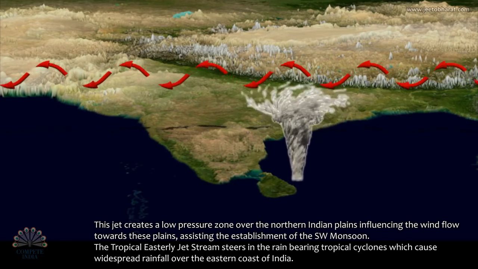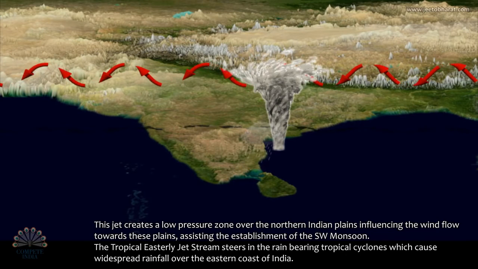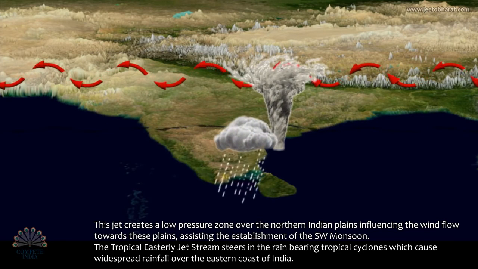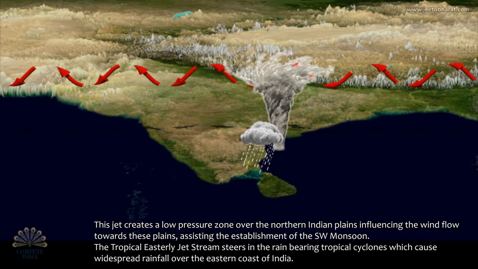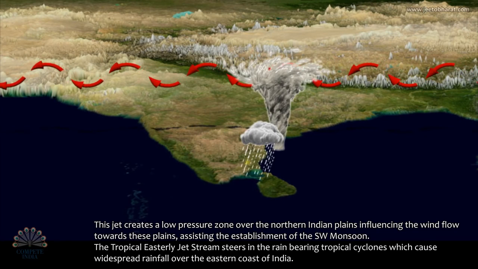The tropical easterly jet stream steers in the rain-bearing tropical cyclones which cause widespread rainfall over the eastern coast of India.